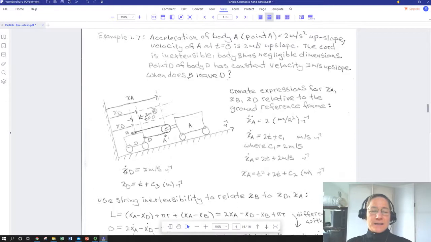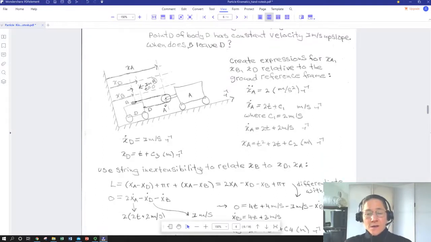Okay, how about D? It doesn't have any acceleration because it has constant velocity. And we were told it was a constant positive velocity of 1 meter per second. So its position at any time is just going to be a linear function of time. And we don't know where it started, so we got another constant. But if we knew what these two constants were, we could solve for the position of A and D at any time. And we might be able to do that possibly via some expression for the string length. I don't know. So, speaking of which, use string inextensibility.